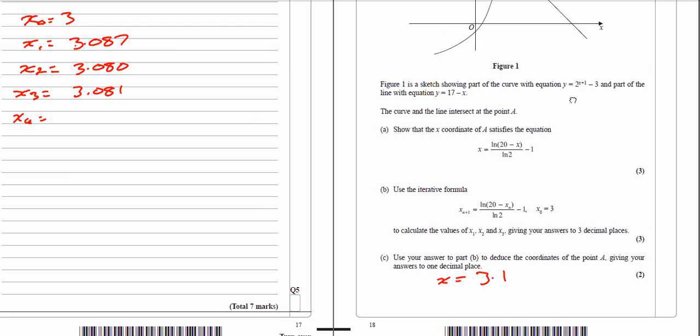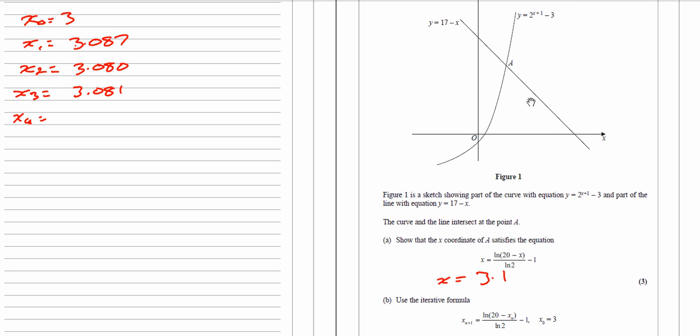And then what we've got to do is find the y coordinate. So we can either put it in this one here, or we can put it in this one here. We should end up getting the same answer. So y equals 13.9. Therefore 3.1, 13.9.